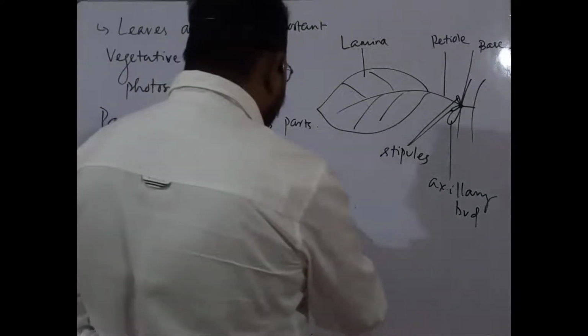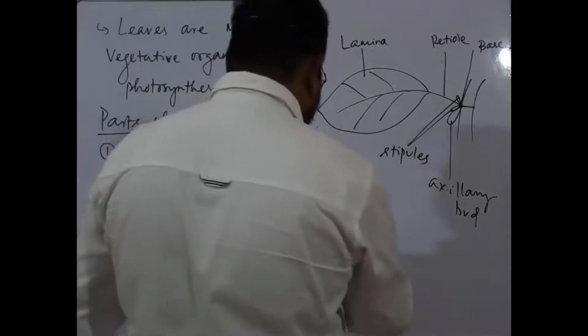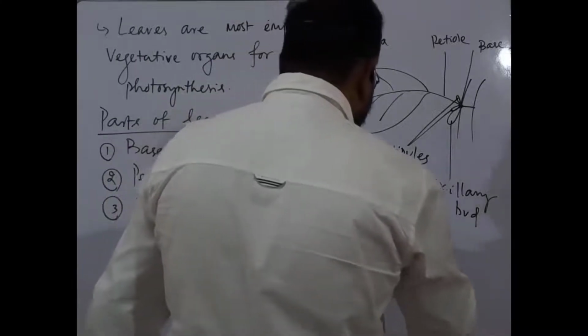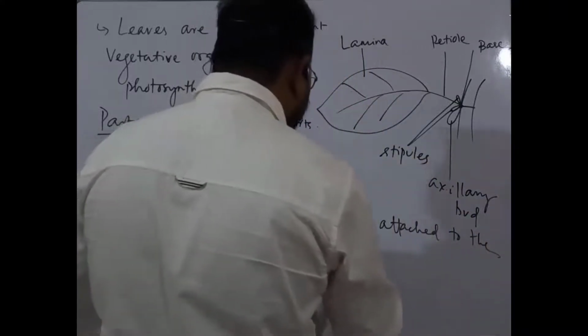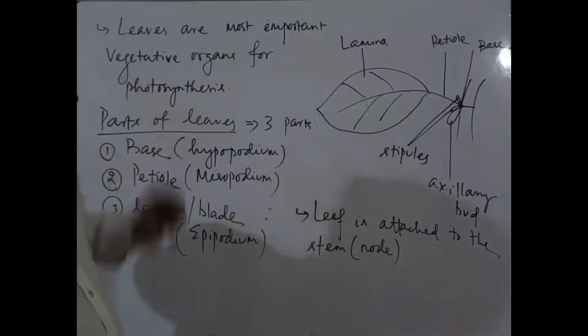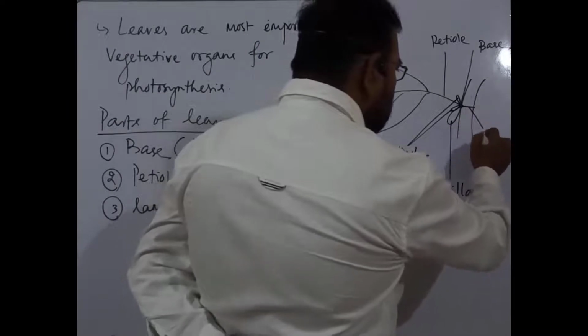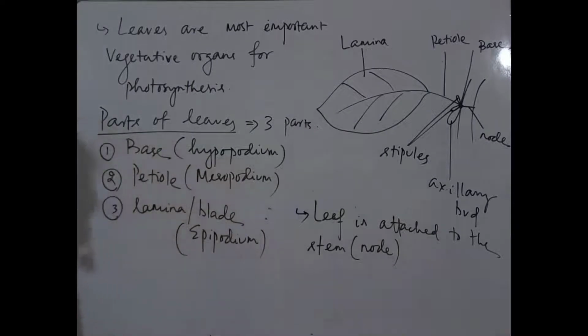So base क्या है? Base is the part of the leaf which is attached to the node. Okay? So leaf is attached to the stem. स्टेम मतलब कहां पर अटैच होता है? नोड में अटैच होता है. ठीक है? This one is node, this one is node, stem node. So leaf is attached to the stem node by the leaf base.